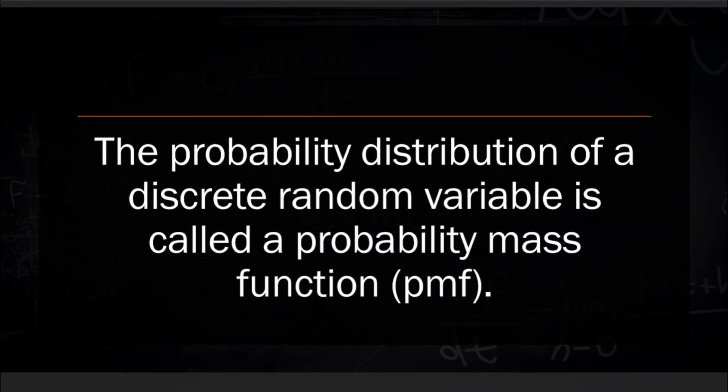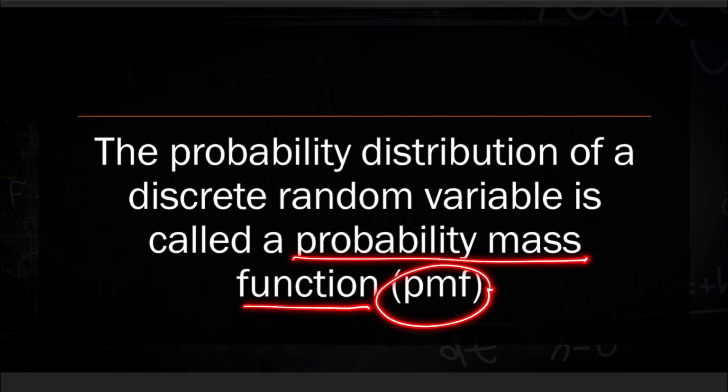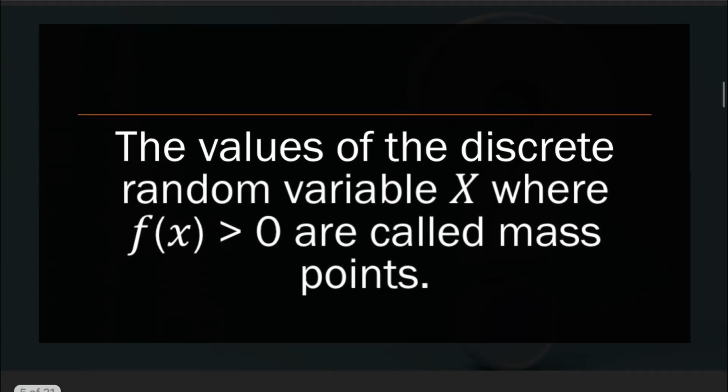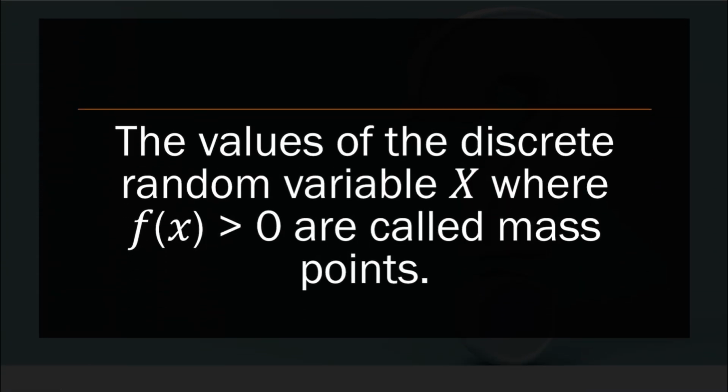Now, the probability distribution of a discrete random variable is called probability mass function or PMF. The values of the discrete random variable x, where f(x) is greater than 0, are called mass points.